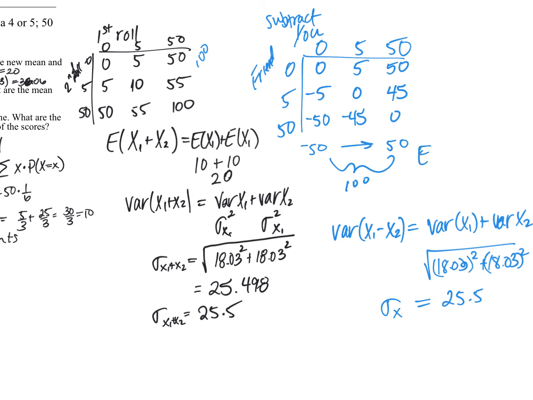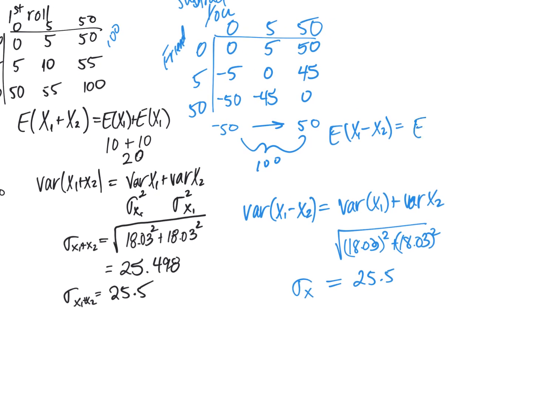And my expected value, the expected value of x1 minus x2 is equal to the expected value of x1 minus the expected value of x2, which is 10 minus 10, which is 0 points. And if we added up all the possibilities, if we did the probability model here, you would end up with 0, because you have an equal number of positive and negative points, and so if you're subtracting, you would get 0.